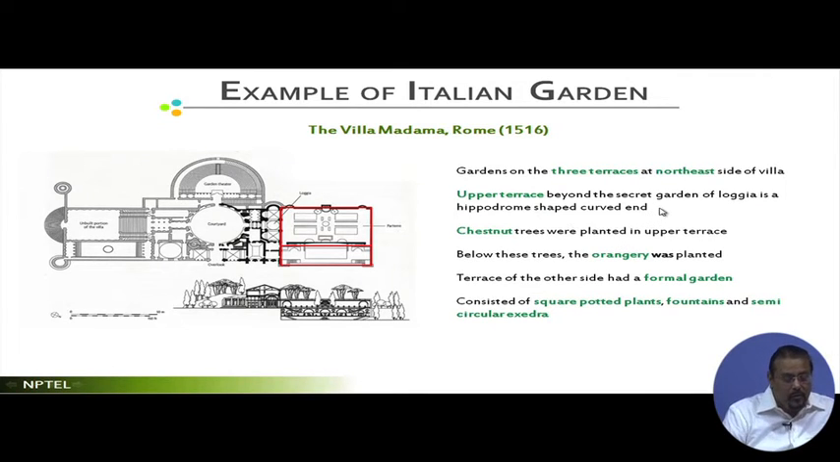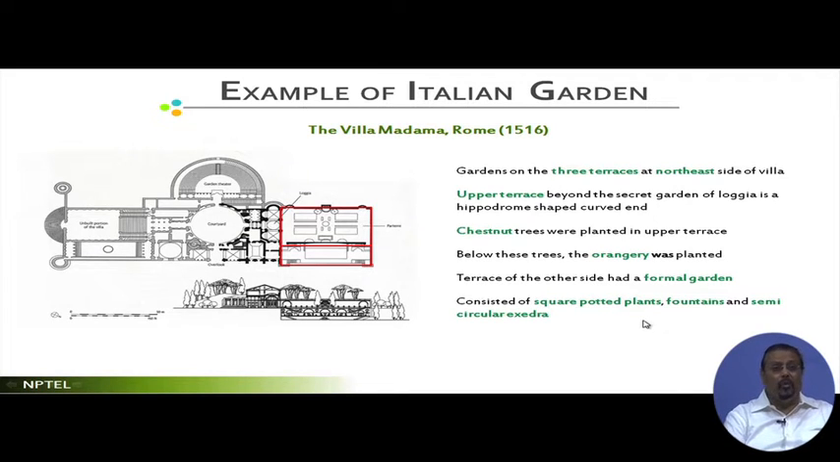The upper terrace beyond the secret garden of the Loggia is curved. Chestnut trees were planted in the upper terrace, and below these trees the orangery was planted. Now, if you look at this, essentially again the level changed from one to another.